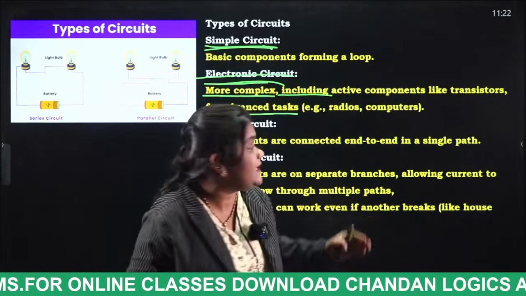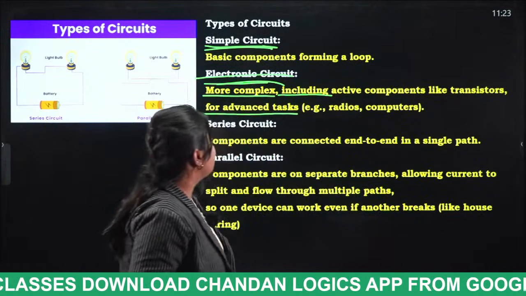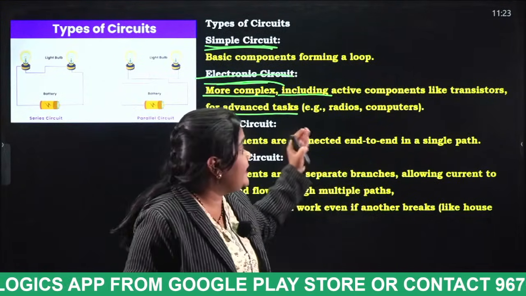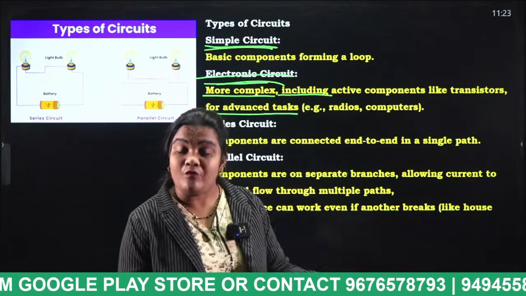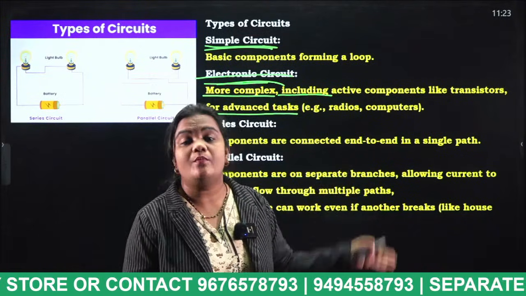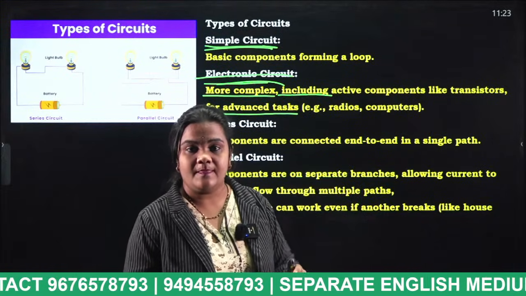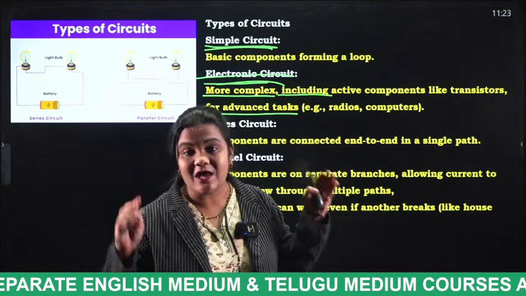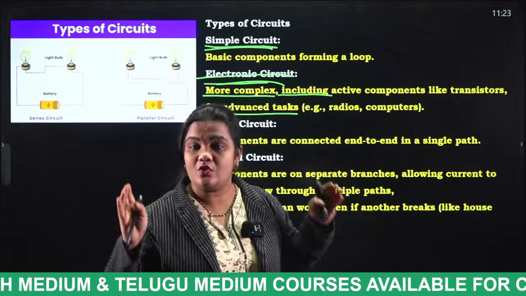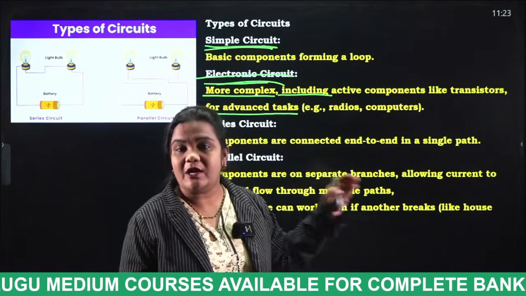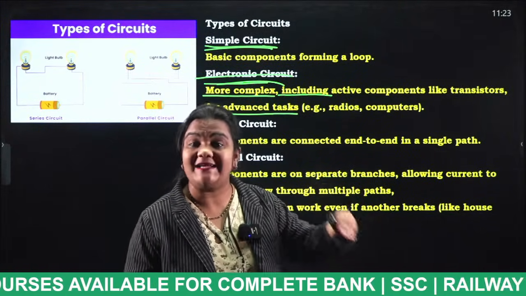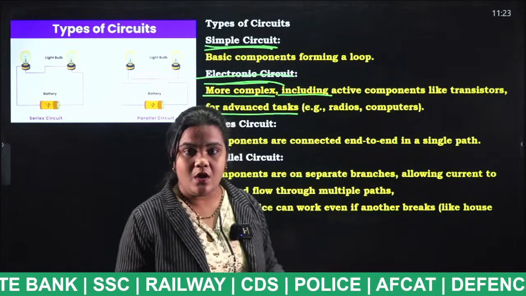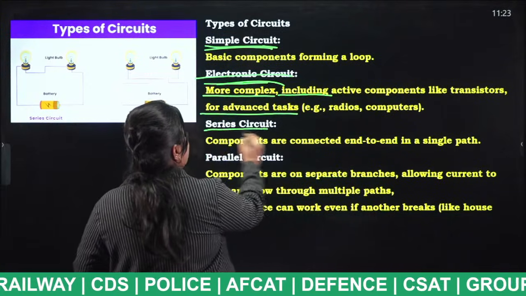So what are those many things? Like transistors for advanced tasks. For advanced tasks, for example, in radios and computers, what is involved in this electronic circuit, students? So many things, like transistors, for example. When it comes to this simple circuit, there is nothing between the source and the object. And when it comes to this electronic circuit, there exist some extra components, for example transistors, for extra tasks to be done. Next, series circuit.